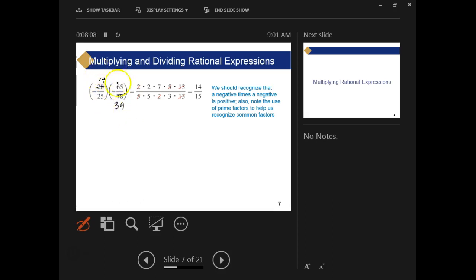What will go into 25 and 65? 5. First I said minus times minus is plus. 5 will go into 25 5 times. 5 will go into 65.